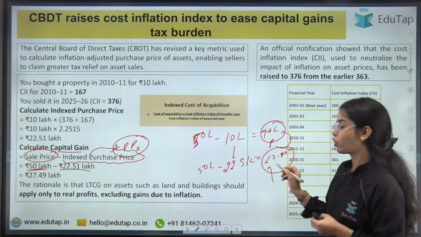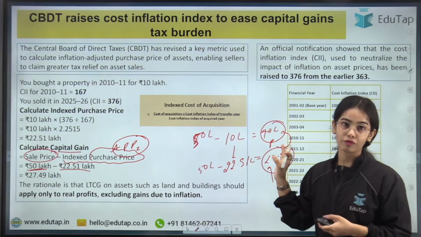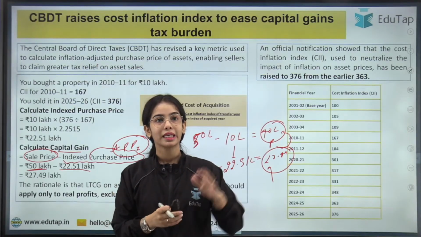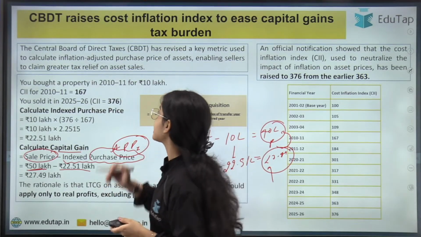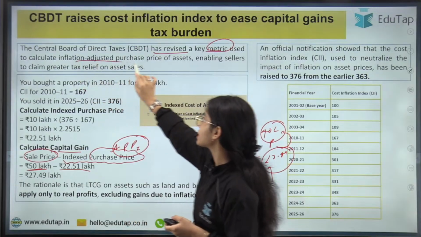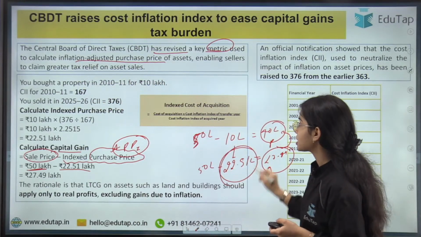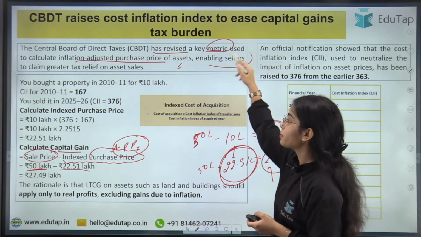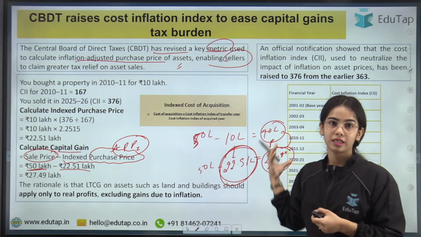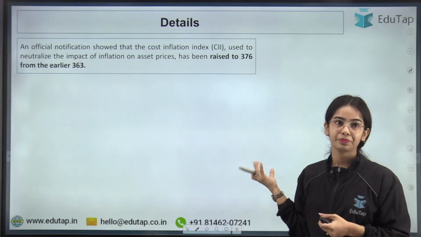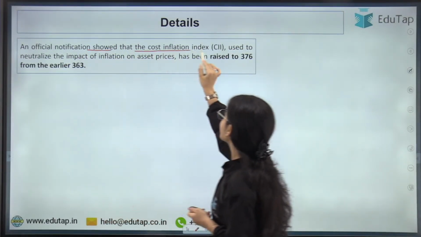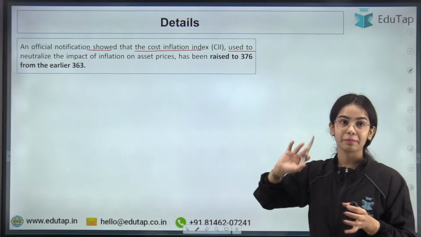So the tax will apply on 27.49 lakh and not 40 lakh. This is the idea of the cost inflation index, that the Central Board of Direct Taxes has revised. It is the key metric used to calculate the inflation-adjusted purchase price of the asset, enabling sellers to claim greater tax relief on the assets.